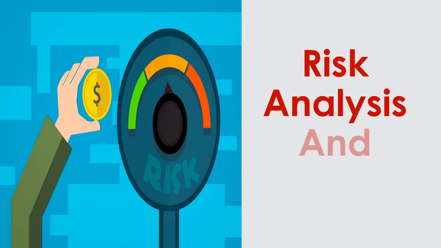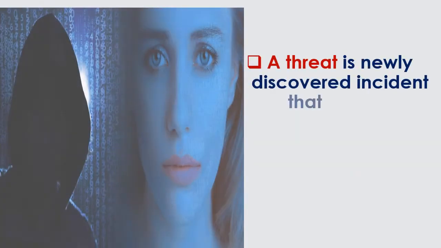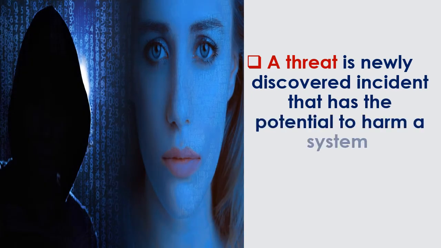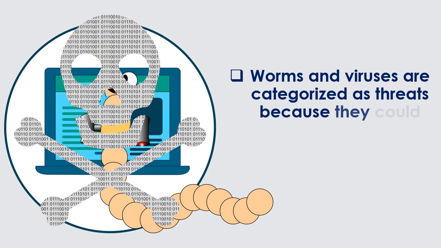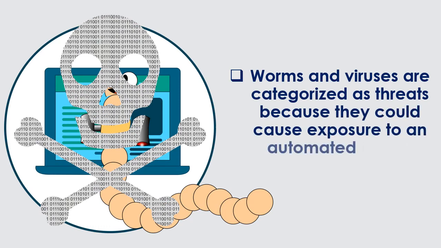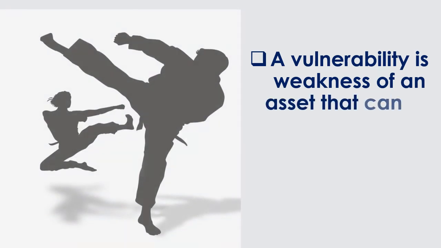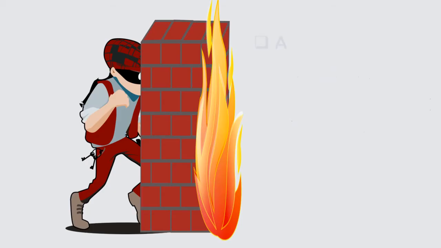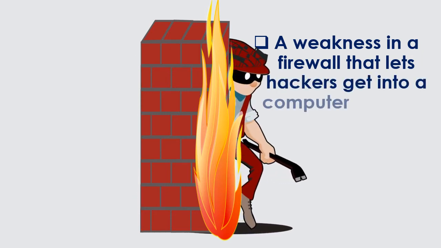Risk analysis and mitigation. A threat is a newly discovered incident that has the potential to harm a system. Worms and viruses are categorized as threats because they could cause exposure to an automated attack. A vulnerability is a weakness of an asset that can be exploited by attackers, such as a weakness in a firewall that lets hackers get into a computer network.